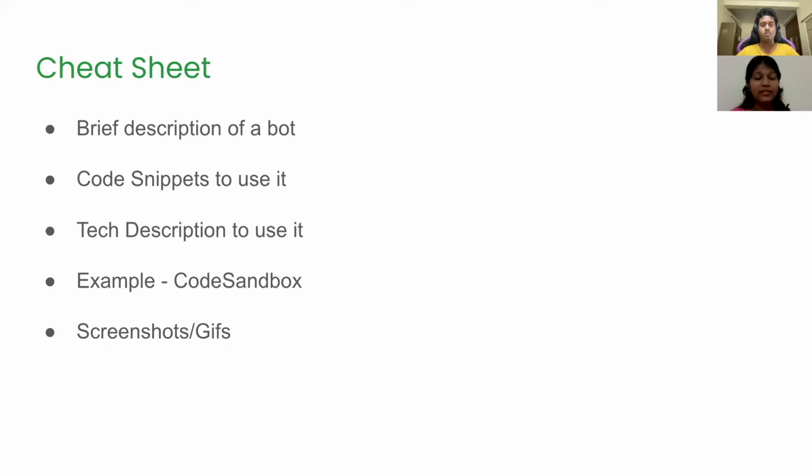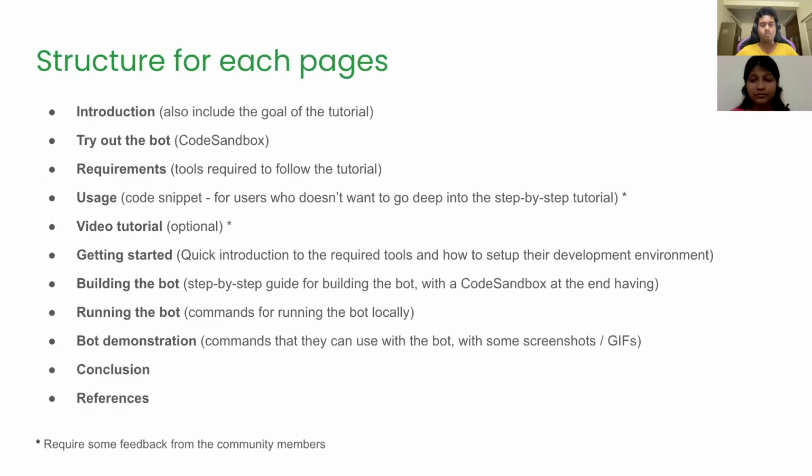So yeah, next section, and at the last we'll be having the cheat sheet. The cheat sheet will be providing a brief description of a bot and a code snippet so that you can use it if you get stuck somewhere. A tech description will also be provided, and for better user experience, we will be providing examples also in the form of code sandboxes, and the user can also see results in the form of screenshots and GIFs, which we will be attaching with it. Now Souvik will explain all of the pages in detail.